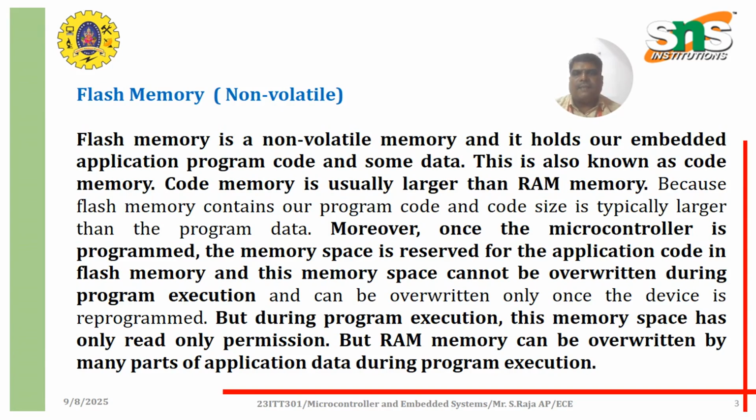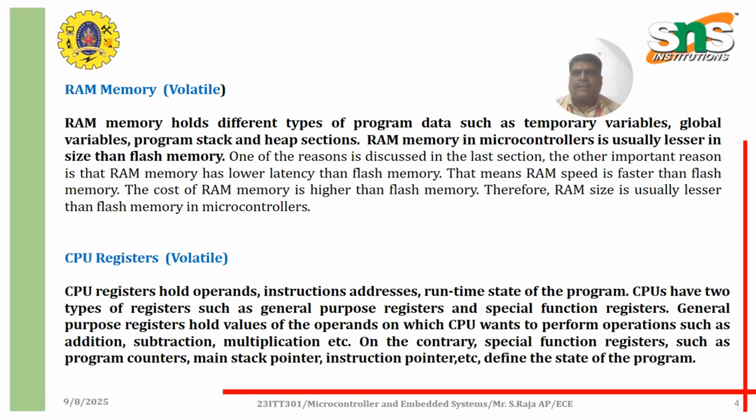Now we will see that type. RAM, that is volatile memory. RAM memory holds different types of program data such as temporary variables, global variables, program stack and heap sections. The RAM memory in microcontrollers is usually smaller than the flash memory. One of the reasons was discussed in the last section. The other important reason is that RAM memory has lower latency than flash memory, that means RAM speed is faster than flash memory. The cost of RAM memory is higher than flash memory. Therefore, RAM size is usually smaller than flash memory in microcontrollers.